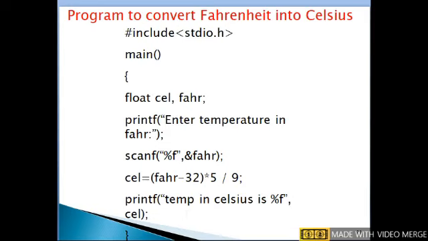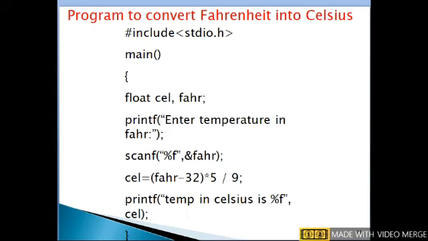After that, here is a formula. To convert the Fahrenheit into Celsius, Celsius is equal to Fahrenheit minus 32 star 5 by 9. Printf temperature in Celsius is percentage f.